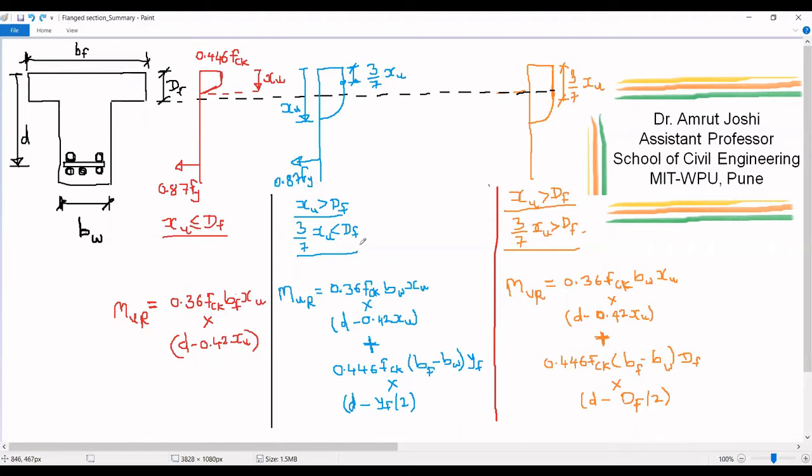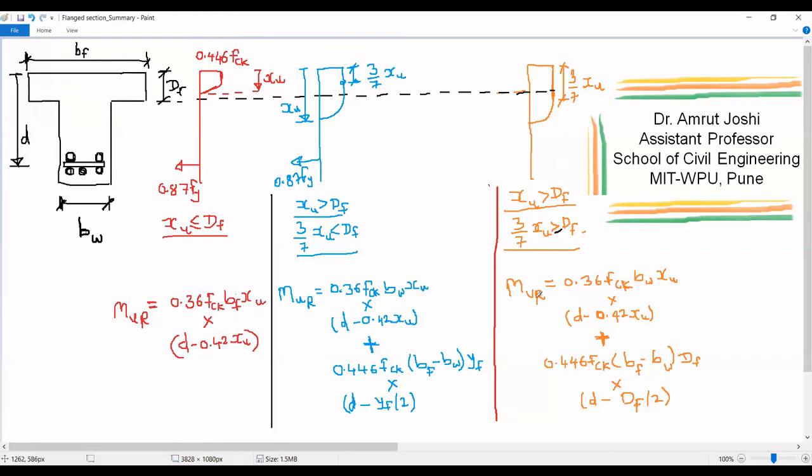Now let us look at the second case. Before going to the second case, let us first have a look at the third case, where XU is greater than DF. Not only that, 3/7 XU is greater than DF. So up to 3/7 XU from extreme compression fiber, we know the value of stress is constant, and that is 0.446 FCK. So if 3/7 XU is greater than or equal to DF, then we are going to have the entire flange stress equal to 0.446 FCK.